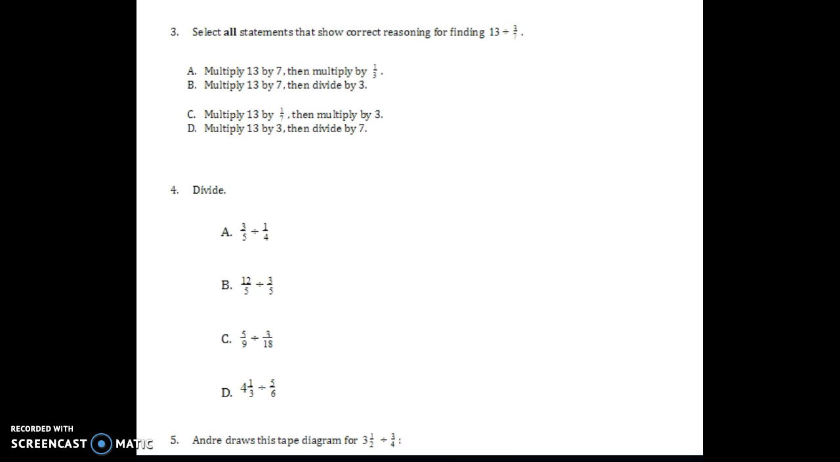Question 4. Divide. A. 3/5 divided by 1/4. B. 12/5 divided by 3/5. C. 5/9 divided by 3/18. D. 4 1/3 divided by 5/6.